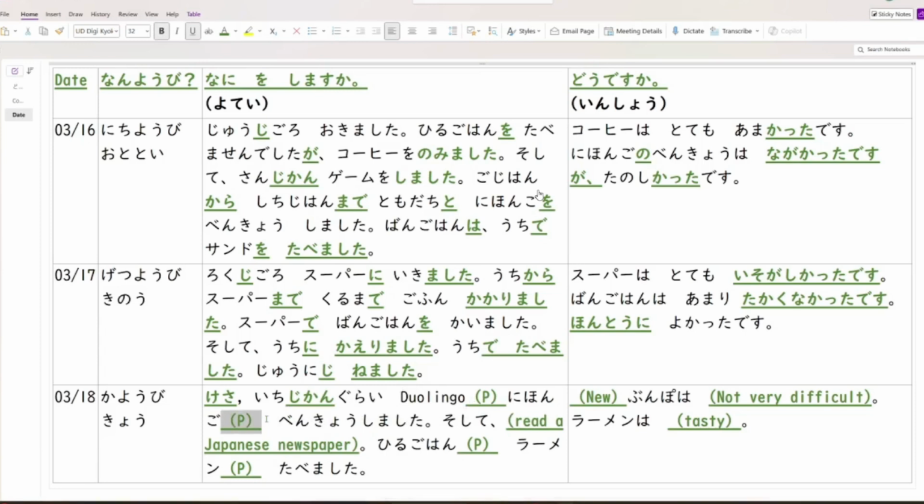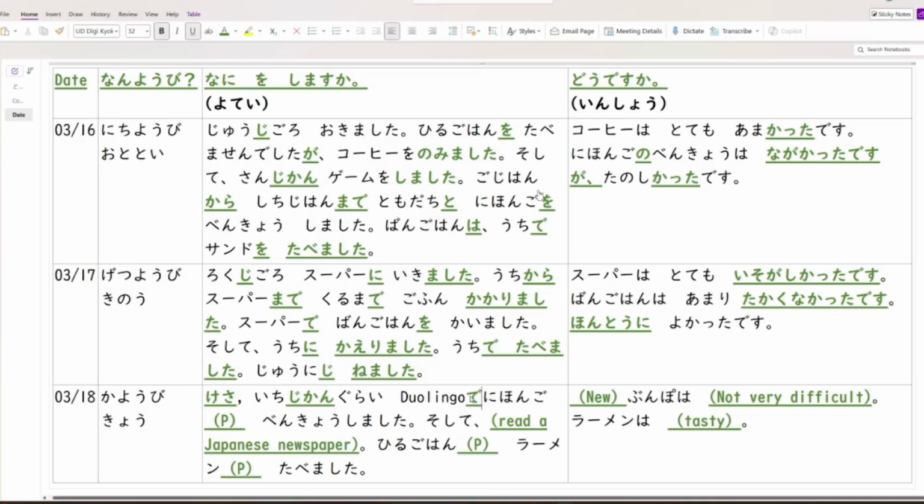Do we use de for that? Yeah. よくできました。はい。Duolingo で日本語を勉強しました。Nihongo o benkyou shimasu. We need a soundboard with that on it.